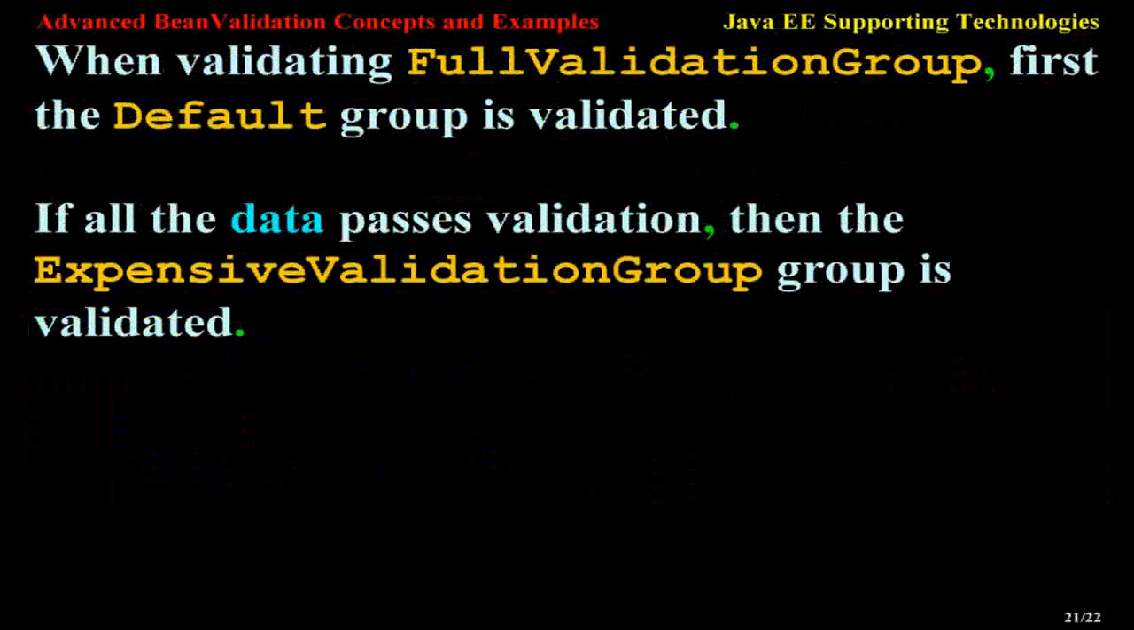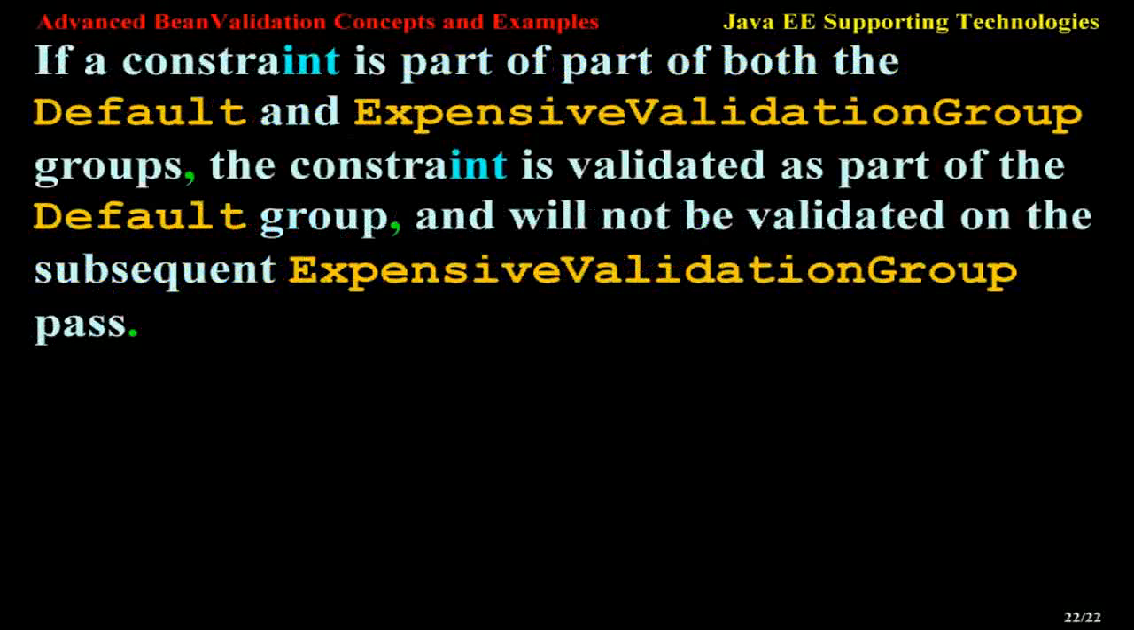When validating FullValidationGroup, first the Default group is validated. If all the data passes validation, then the ExpensiveValidationGroup is validated. If a constraint is part of both the Default and ExpensiveValidationGroup groups, the constraint is validated as part of the Default group, and will not be validated on the subsequent ExpensiveValidationGroup pass.